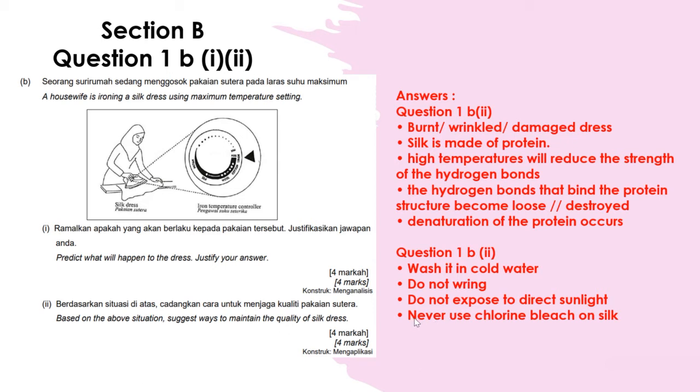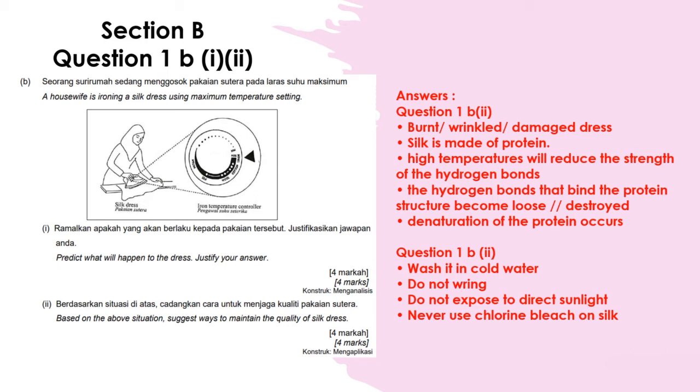Fourth, never use chlorine bleach on silk, because chlorine bleach contains chemical substances that can destroy the chemical bonds, the hydrogen bonds between the molecules. All of these are ways to maintain the quality of a silk dress. You have to remember that silk is made of protein.